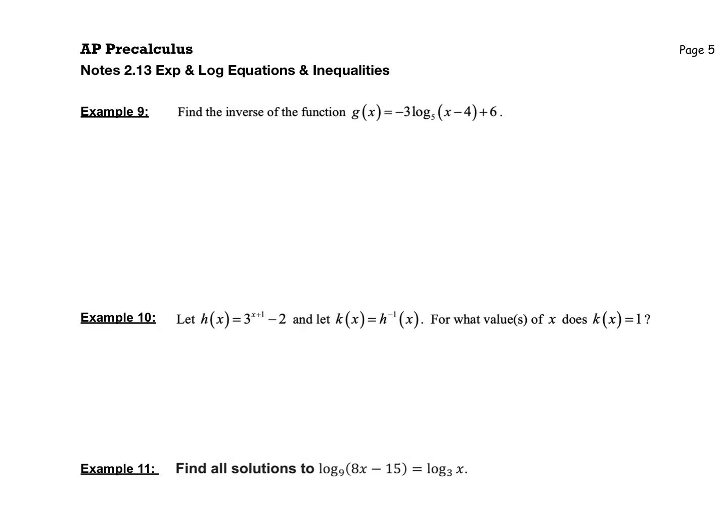It says to find the inverse of this function. Again, same process, but this time we're going to start with a log instead of starting with an exponential function. So I'm going to have x equals -3 log base 5 of y minus 4, plus 6.